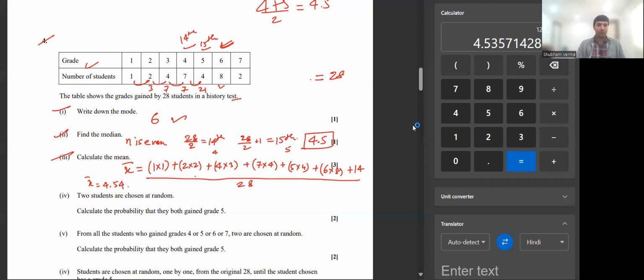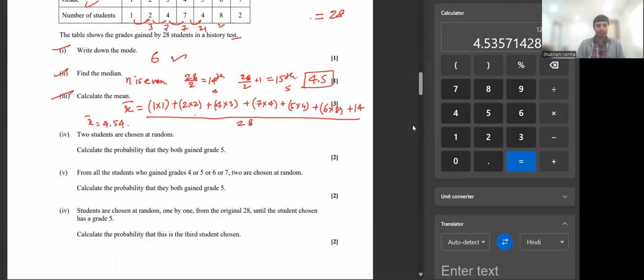Right. So one student got 1 mark, two students got 2 marks. Right. So we have to multiply them because 2 students got it. Okay. So be careful with this. Let's see the next part.